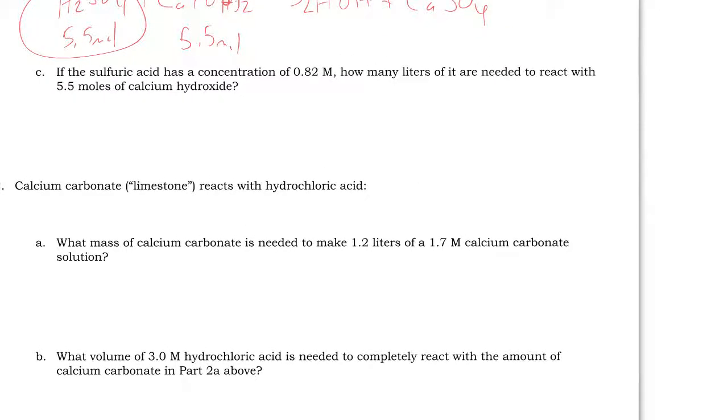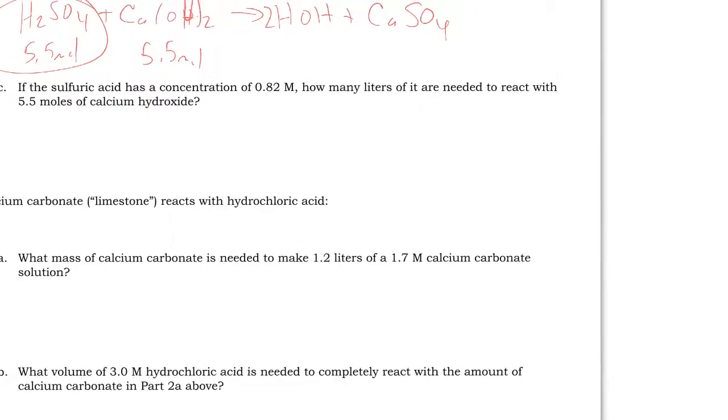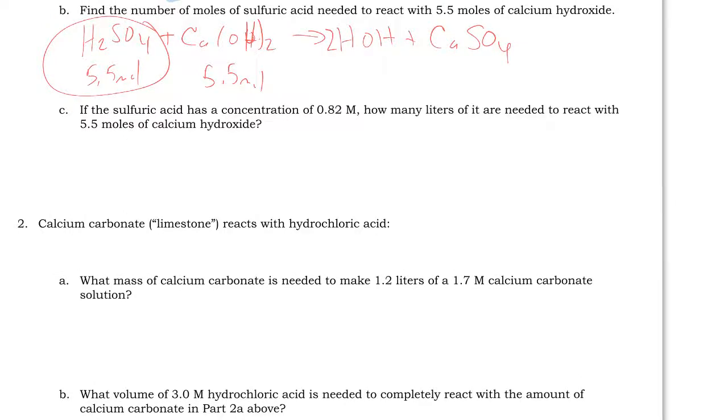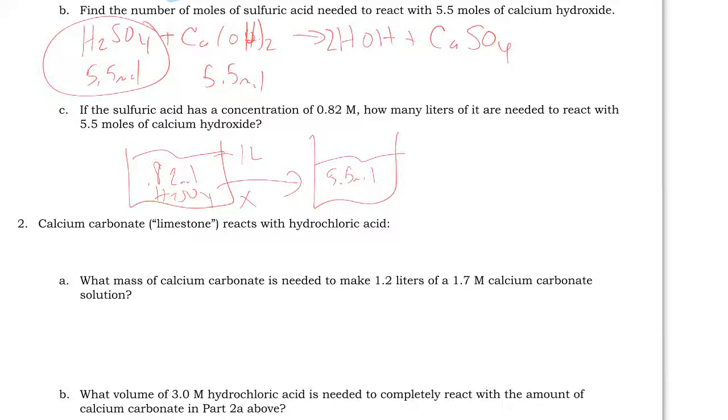And then it says if the sulfuric acid has a concentration of 0.82, how many liters are needed to react with 5.5 moles of calcium hydroxide? And we know that this is 0.82 moles of H2SO4 in 1 liter. And we need 5.5 moles. So 0.82 times something somewhere between 6 and 7. Let's say 6.8. So we need about 6.8 liters.